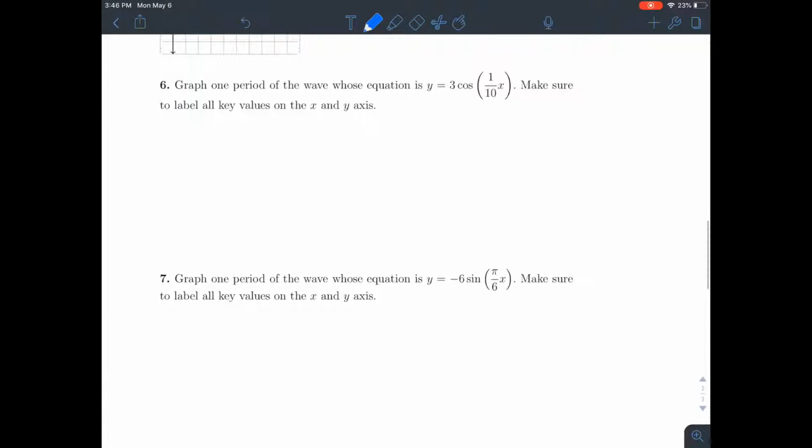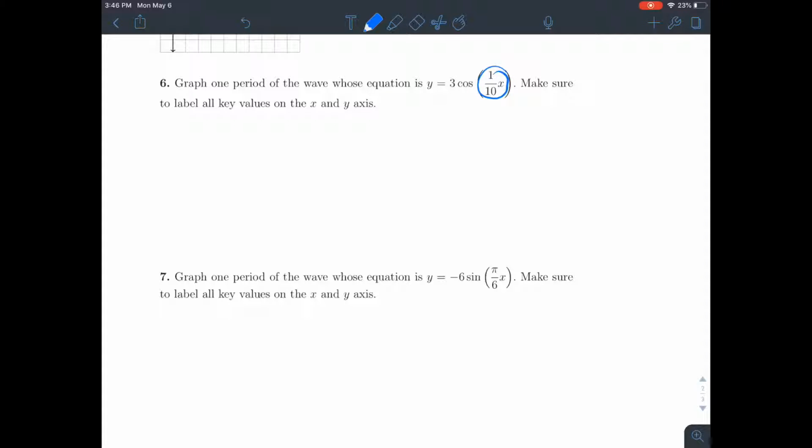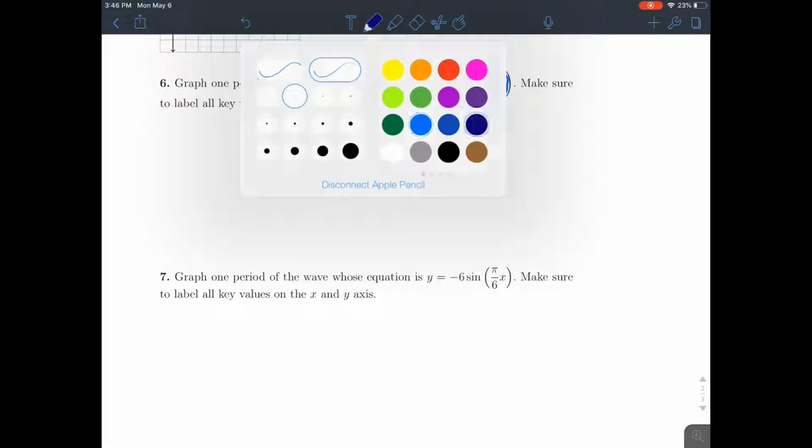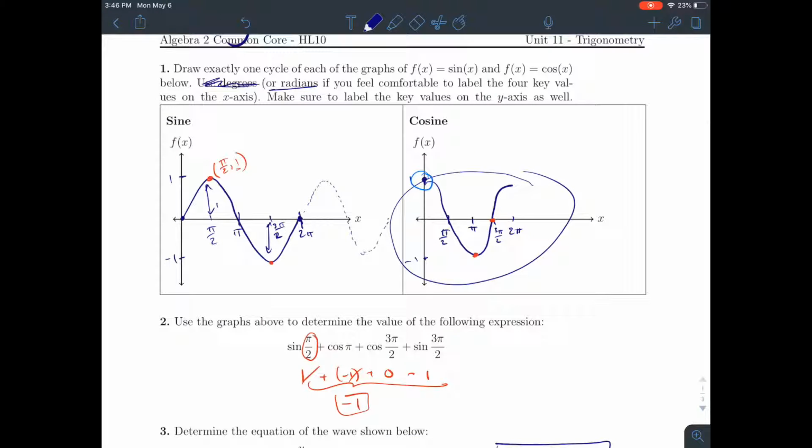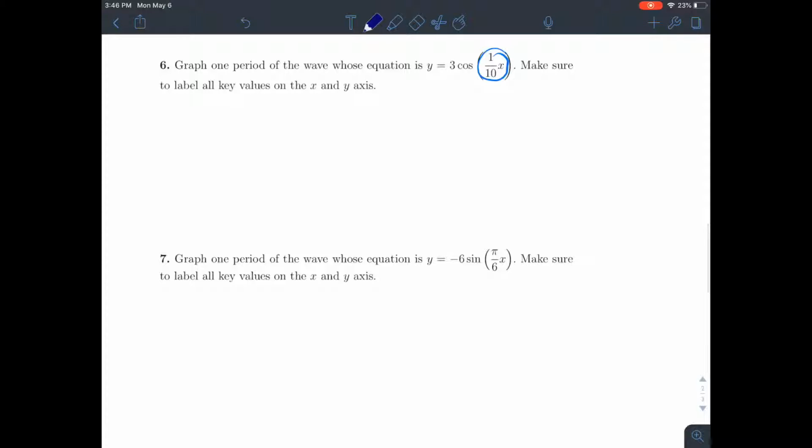Now for these ones, we've got the extra challenge of having an inside coefficient with our x value here. So the whole idea is cosine naturally repeats when the inside of cosine becomes a full circle, 2 pi. So in order to figure out when this cosine graph will finish one cycle, when it will start to repeat, we need to figure out when the inside will be 2 pi, because that will be when the inside hits a full circle. So the inside must equal 2 pi at the end of the first period.